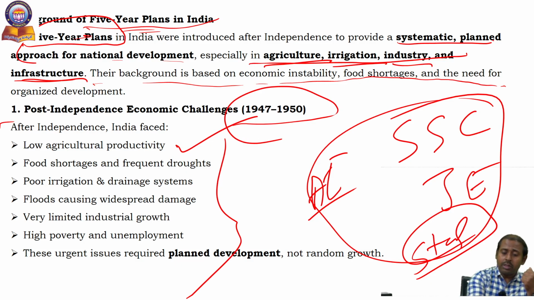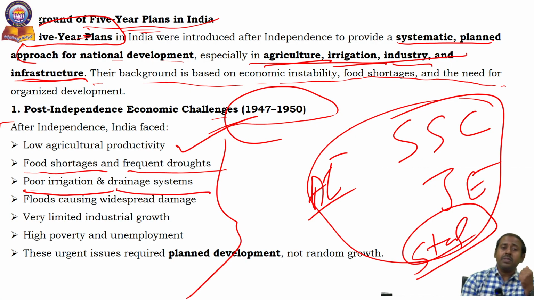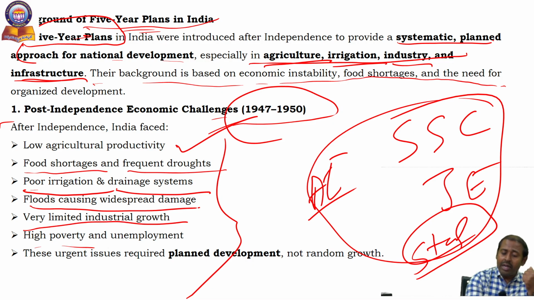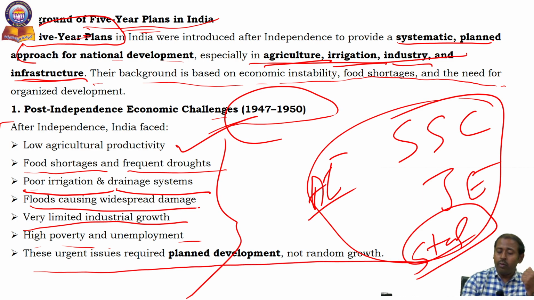The post-independence economic challenges were low agriculture productivity, food shortages, frequent droughts, a poor irrigation system, poor drainage systems, flood damages, very limited industrial growth, and high poverty and unemployment. These urgent issues required planned development.